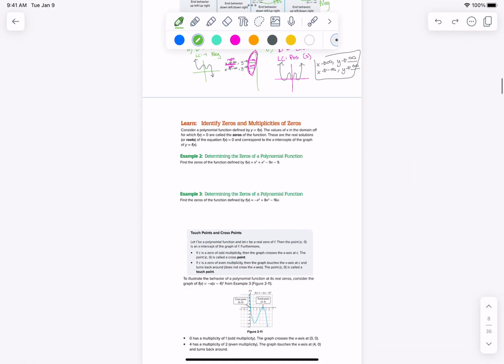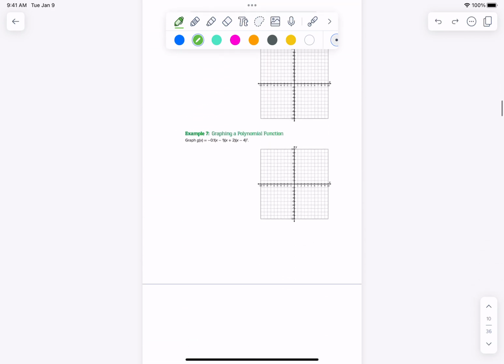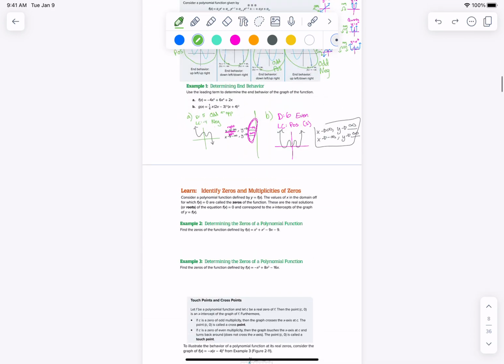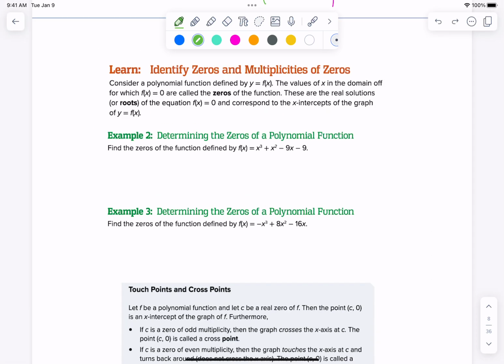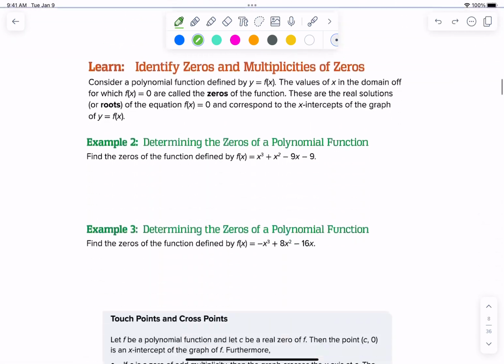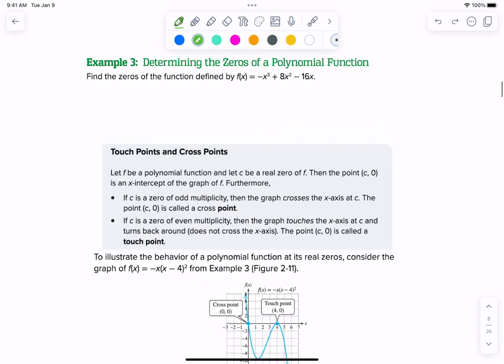We have a long time yet. I want to get to example 3, because we have so many pages left. We'll do 2 more examples, then we'll stop. Okay.